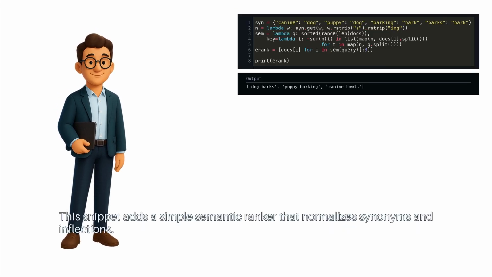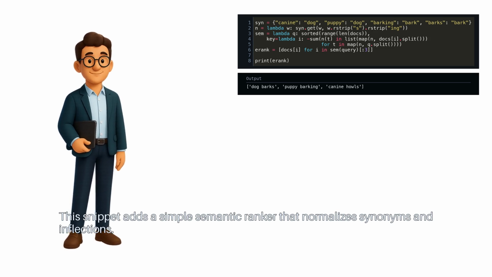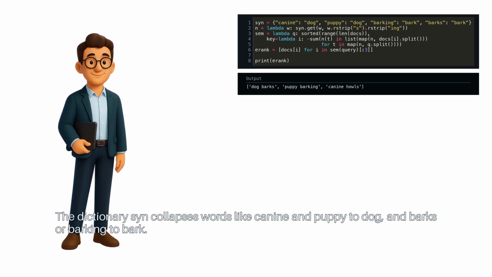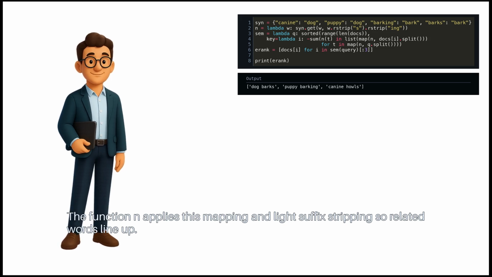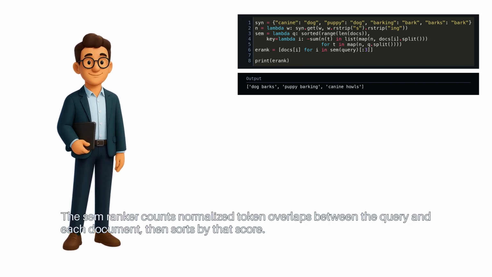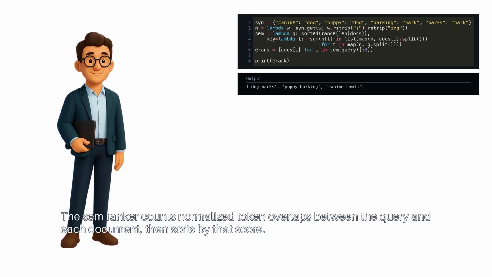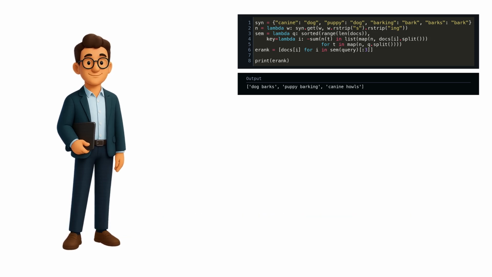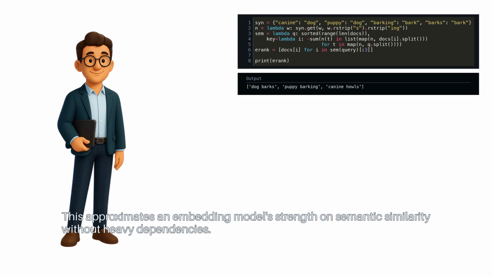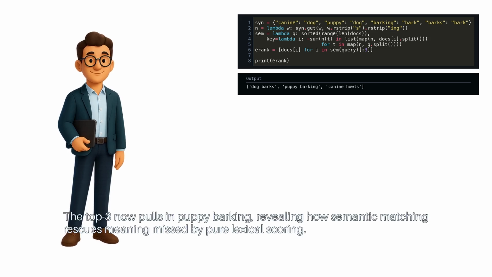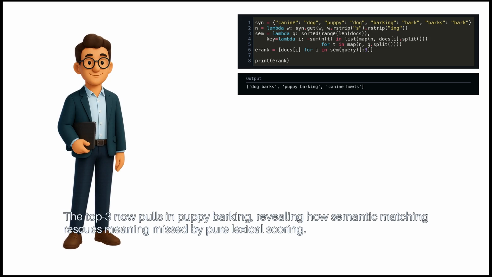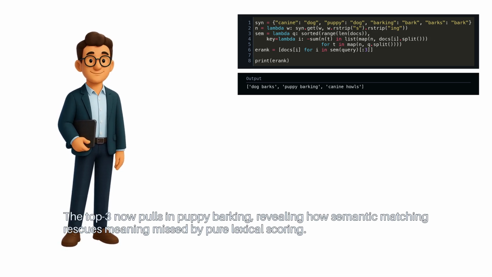This snippet adds a simple semantic ranker that normalizes synonyms and inflections. The dictionary syn collapses words like canine and puppy to dog, and barks or barking to bark. The function n applies this mapping and light suffix stripping, so related words line up. The sem ranker counts normalized token overlaps between the query and each document, then sorts by that score. This approximates an embedding model's strength on semantic similarity without heavy dependencies. The top 3 now pulls in puppy barking, revealing how semantic matching rescues meaning missed by pure lexical scoring.